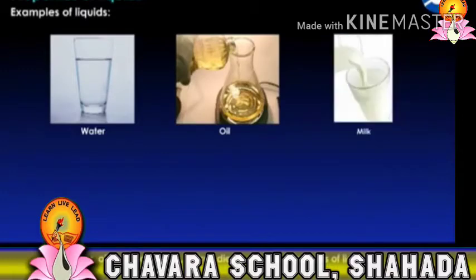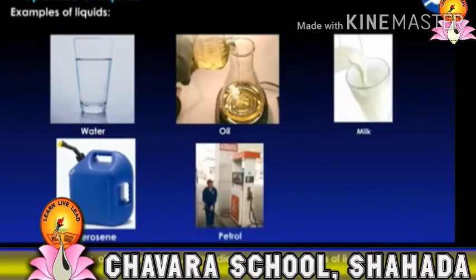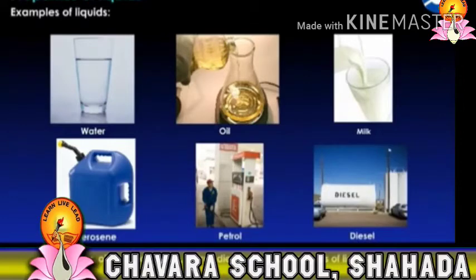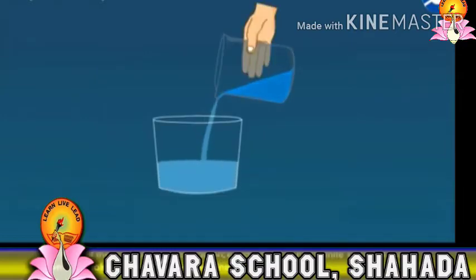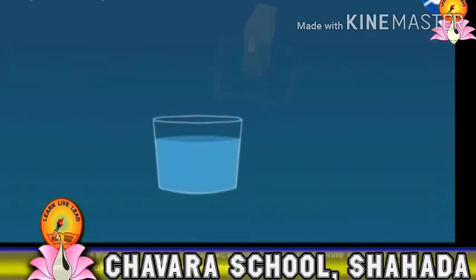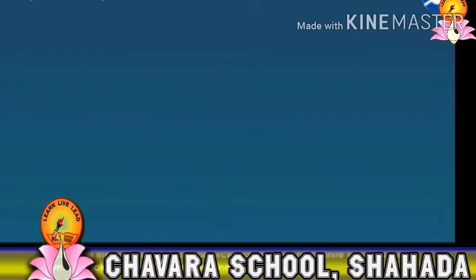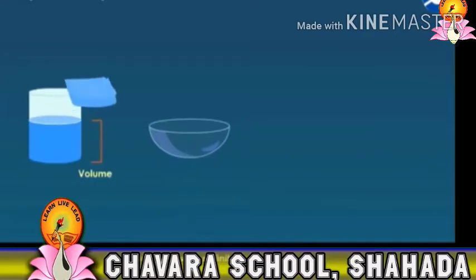Now students, let's see the examples of liquid: water, oil, milk, kerosene, petrol, diesel. Now we will talk about the properties of liquid. We can say that liquid has definite volume and no shape. Here we can see the definite volume of liquid.